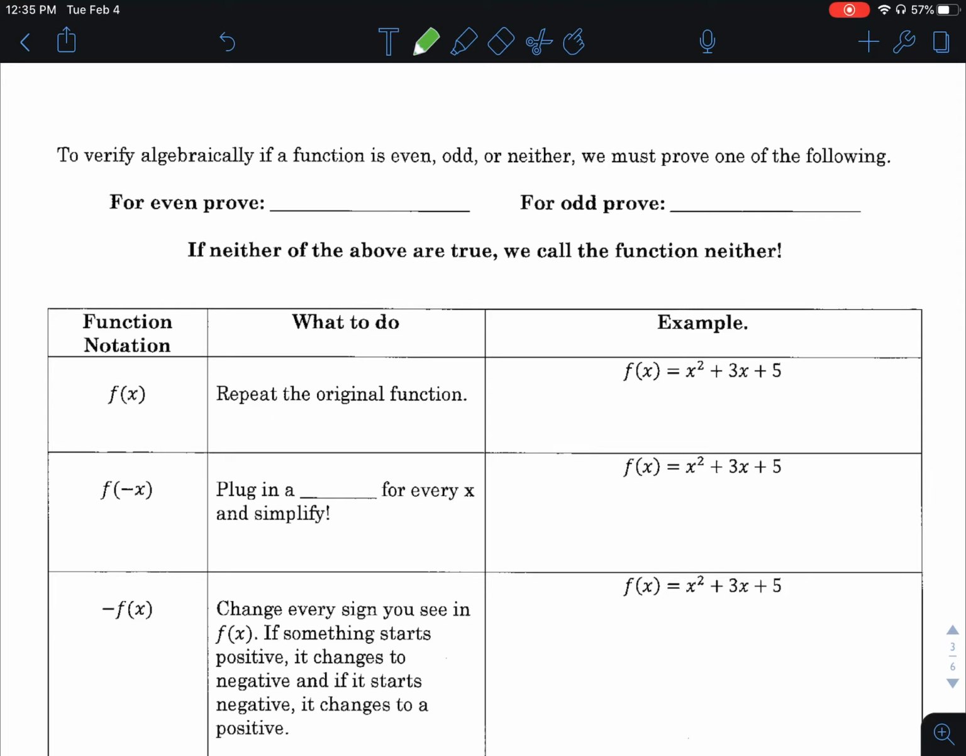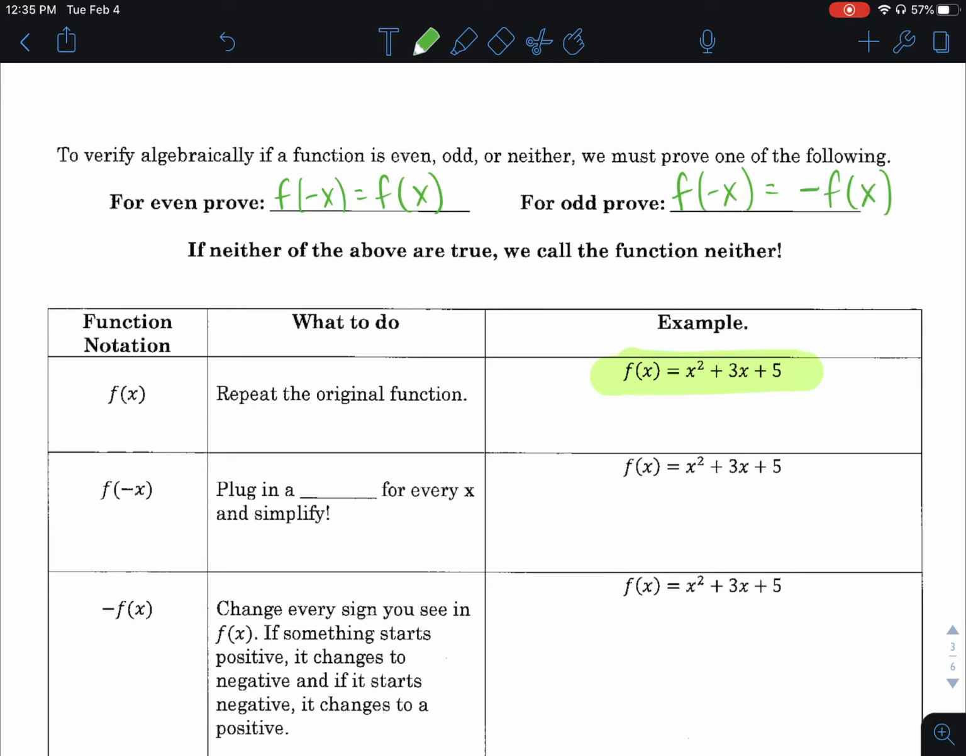Now, to verify algebraically if a function is even, odd, or neither, we must prove one of the following. For even, we have to prove that if we plug in negative x, we have the original. And for odd, if we plug in negative x, everything flips signs. All right, so here is our example. We have this equation, and we're going to follow this through and see what happens. This is our original function.